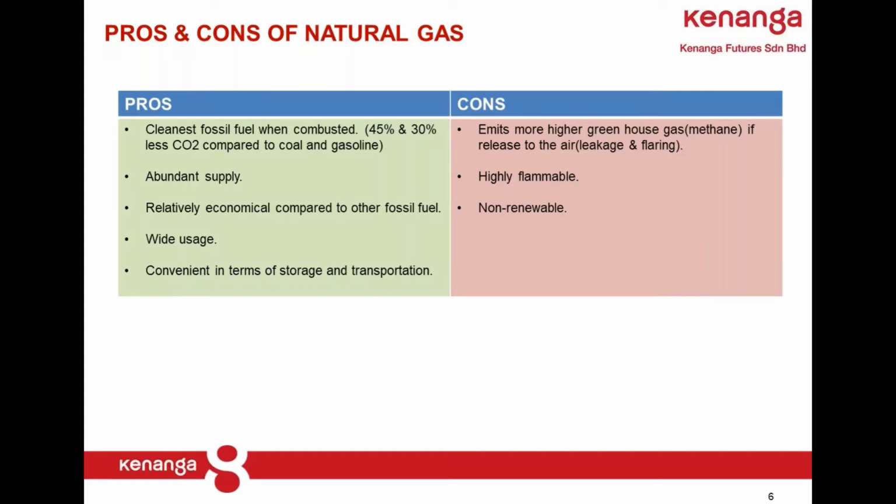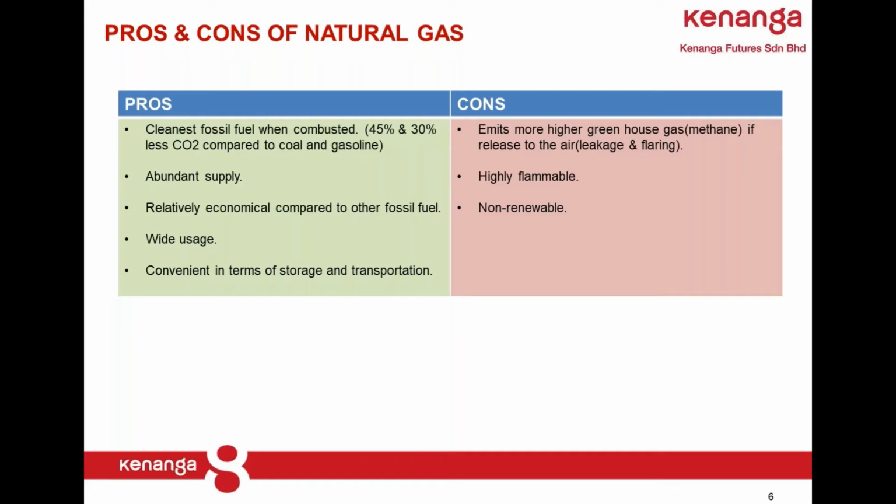Some pros and cons of natural gas. It's a type of fossil fuel, and it is the cleanest amongst all the fossil fuels ever discovered by mankind. The reason being, when it is combusted, it emits less carbon dioxide into the air compared to coal and gasoline. At the same time, it is abundant in supply. You can find natural gas reserves across almost every part of the world. It's just a question of whether it is in large quantity or less, and whether it is economically viable to start drilling. The usage is wide, and it is quite convenient to store and also transport. You can transport it via pipelines or also by tanker ship.